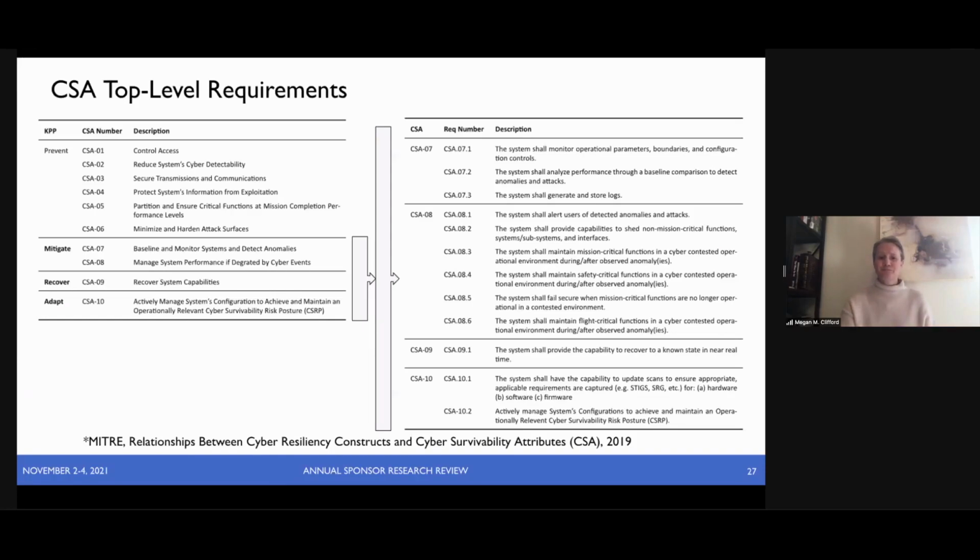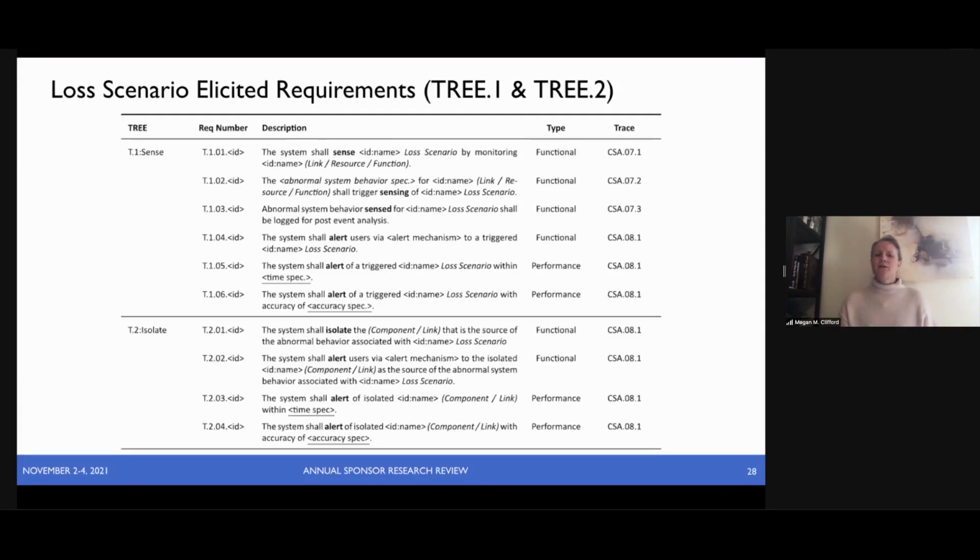Next slide. And so then what we've done is we've looked at our different trees and loss scenario elicited requirements and where they map to the cyber survivability attributes. And again, I should note, while we are focused on cyber survivability attributes 07 through 10, we also are looking at where it maps well and can be defined into the other cyber survivability attributes as well.